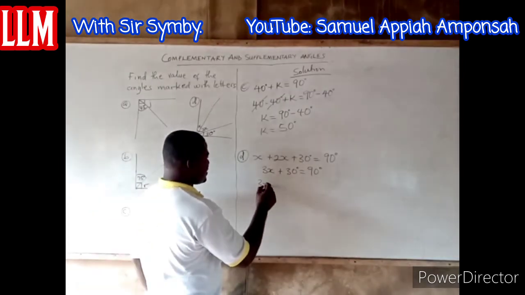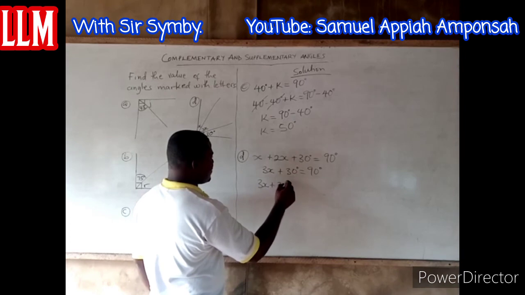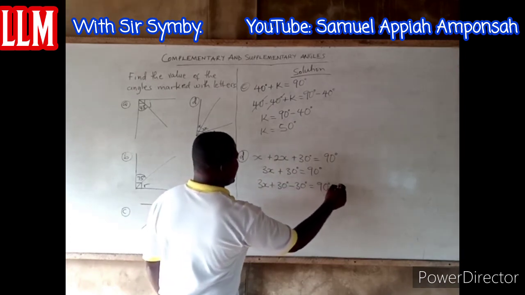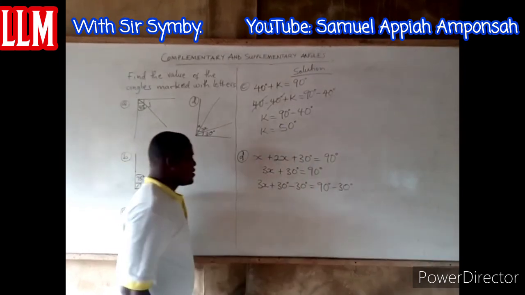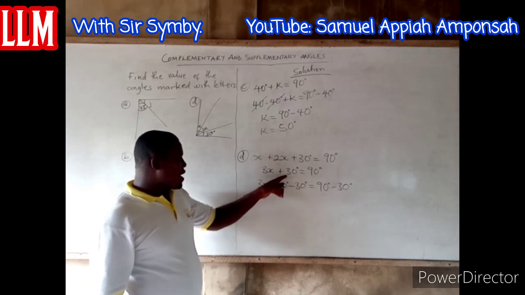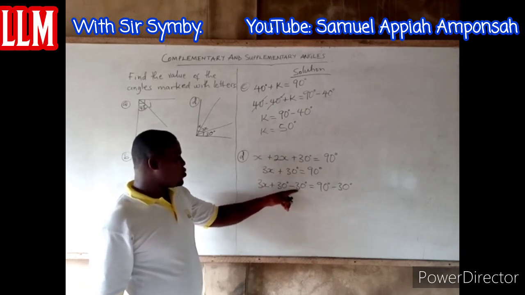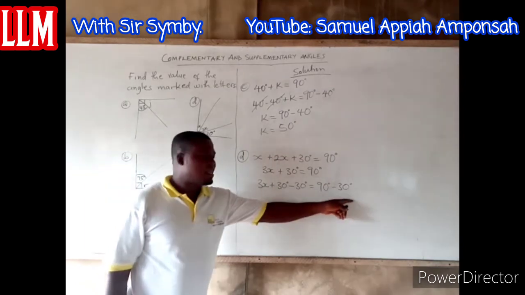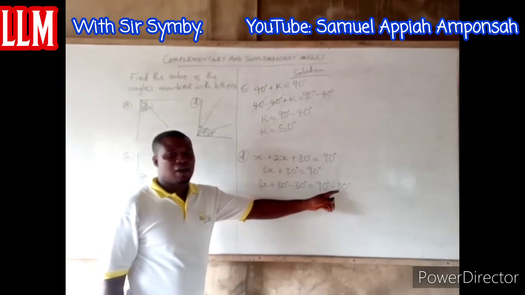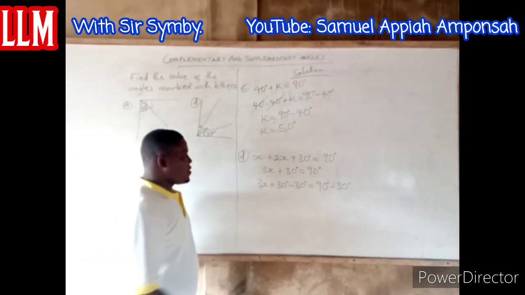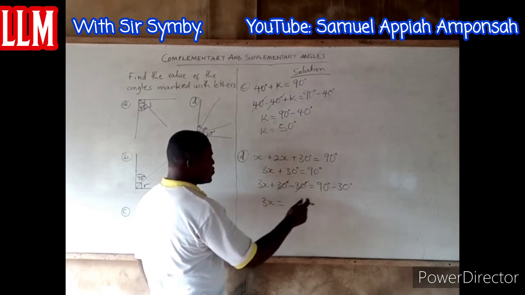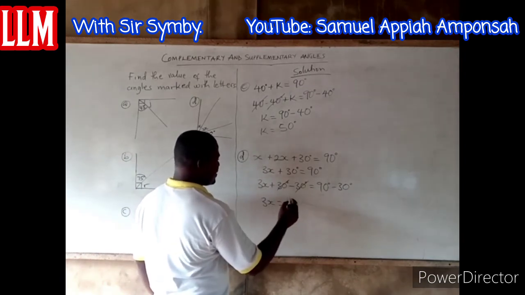So we have 3x plus 30 degrees minus 30 degrees is equal to 90 degrees minus 30 degrees. This negative 30 is brought in the equation to neutralize the positive 30. But whatever you do at the left side, you do the same thing at the right side. That's why this negative 30 is also found at the right side of the equal sign. So this 30 cancels this 30, leaving 3x is equal to 60.